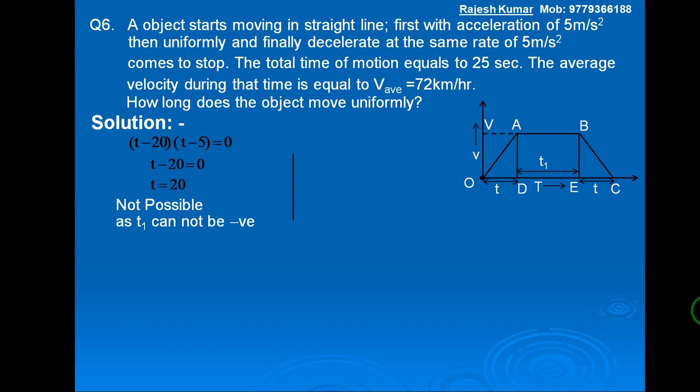So the second case is t minus 5 is equal to 0, or t is equal to 5. Hence t1 is equal to 25 minus 2t, or t1 is equal to 25 minus 2 into 5, which is equal to 25 minus 10, or t1 is equal to 15 seconds. Therefore, the object travelled with the uniform velocity for only 15 seconds. This is the answer to our problem.